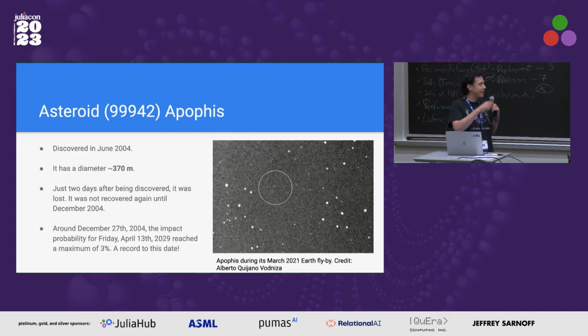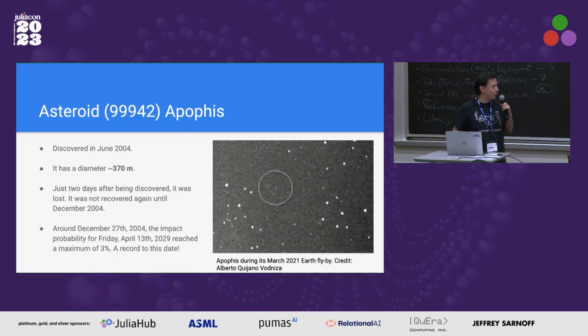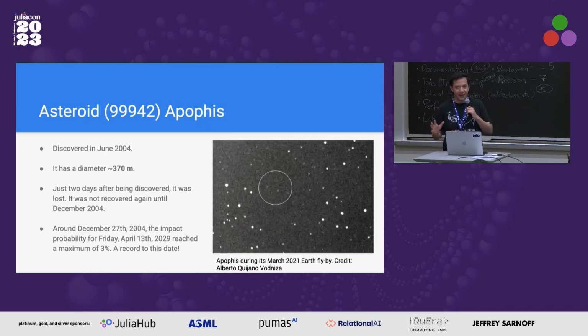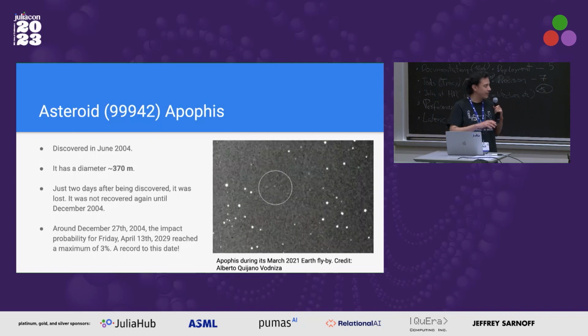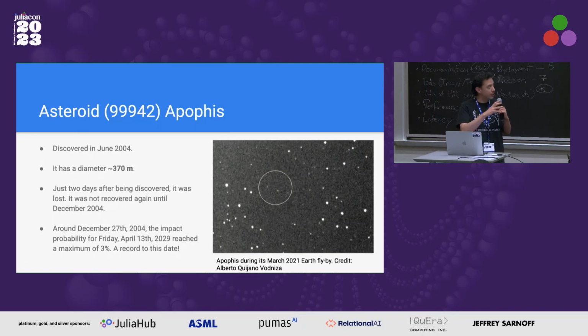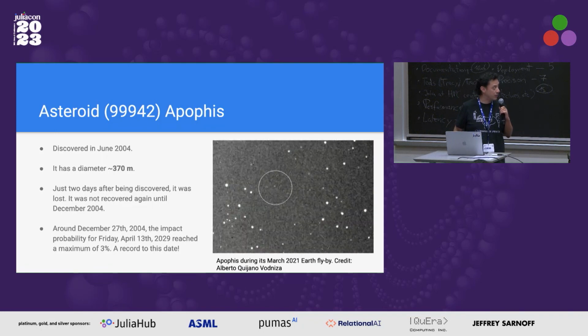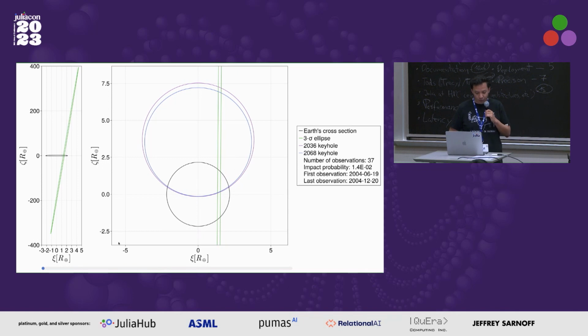Around late December 2004, the impact probability for the date Friday, April 13th, 2029, reached a maximum of 3%. That's a record to this date, and Apophis is said to be the poster child of near-Earth objects, just because it surprised the astronomical community when it was discovered, right? Just to show you how the situation was, we prepared this little widget.